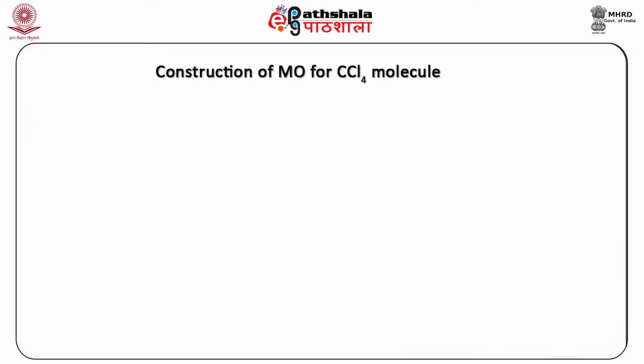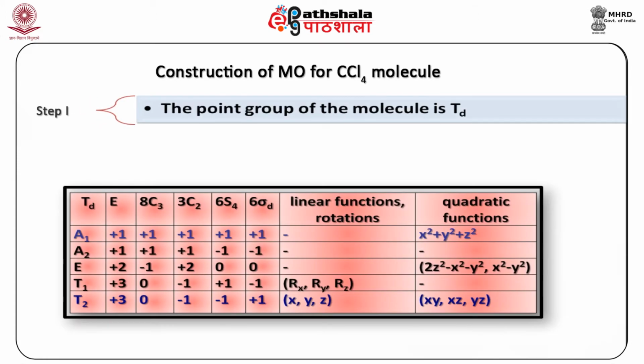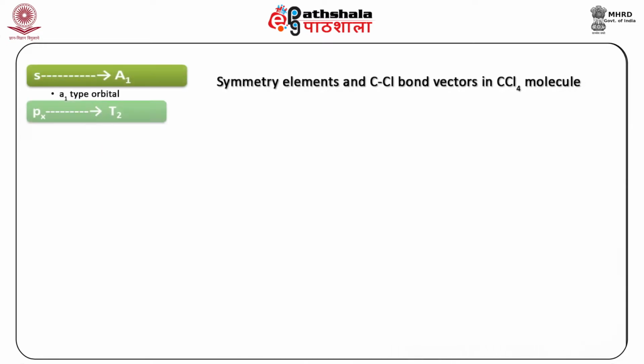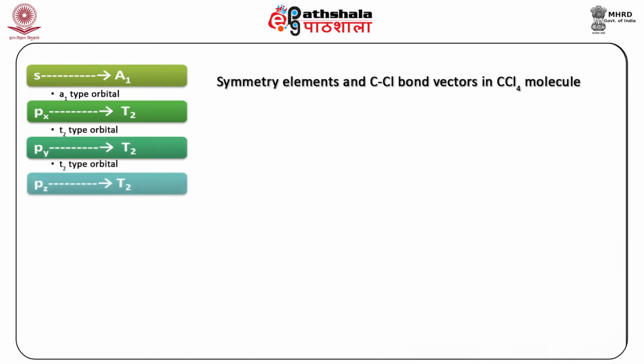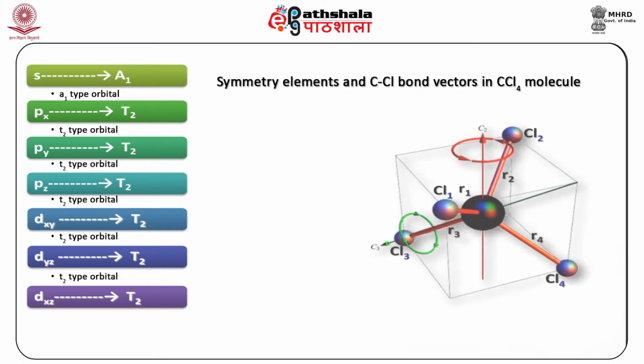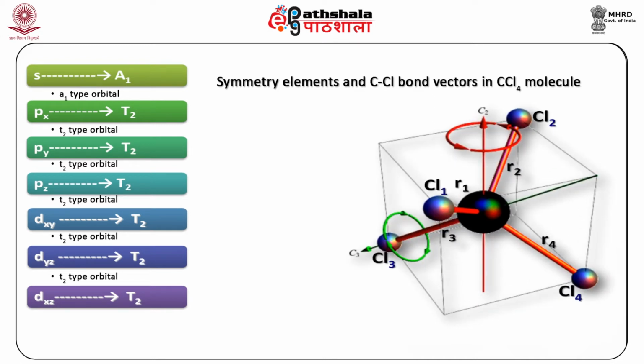Applying the same procedure for construction of the molecular orbital diagram for the CCl4 molecule, let us do step 1. That is, the point group of the molecule is Td, and step 2 is the symmetries of atomic orbitals of the carbon atom, given by the character table of the Td point group as shown. The symmetries of atomic orbitals of carbon are as shown, and the structure and 4 C-Cl bond vectors in CCl4 are as shown in the figure.